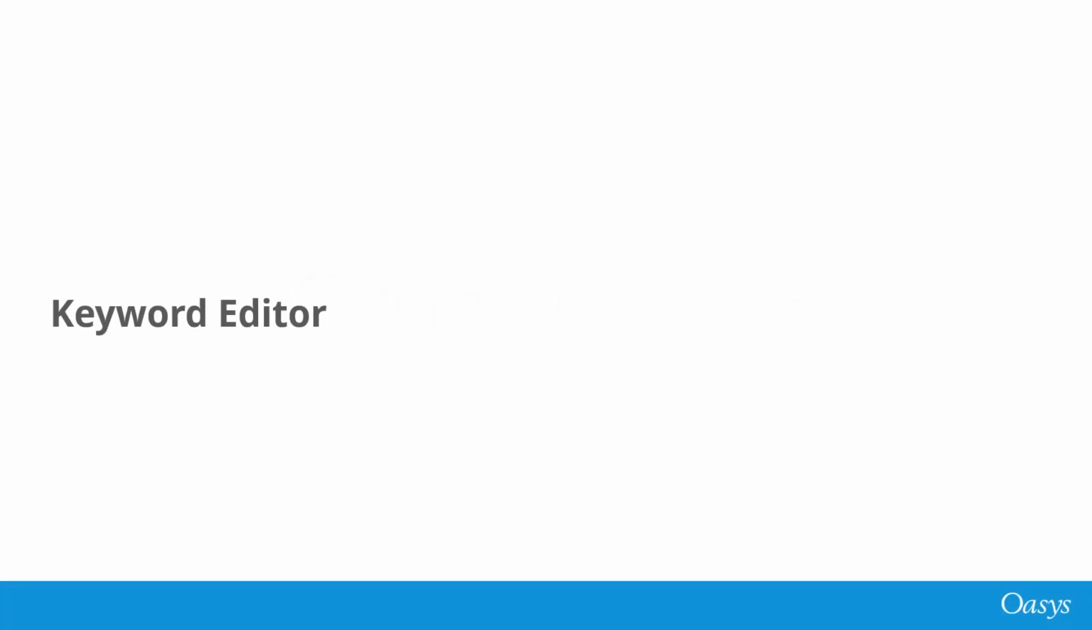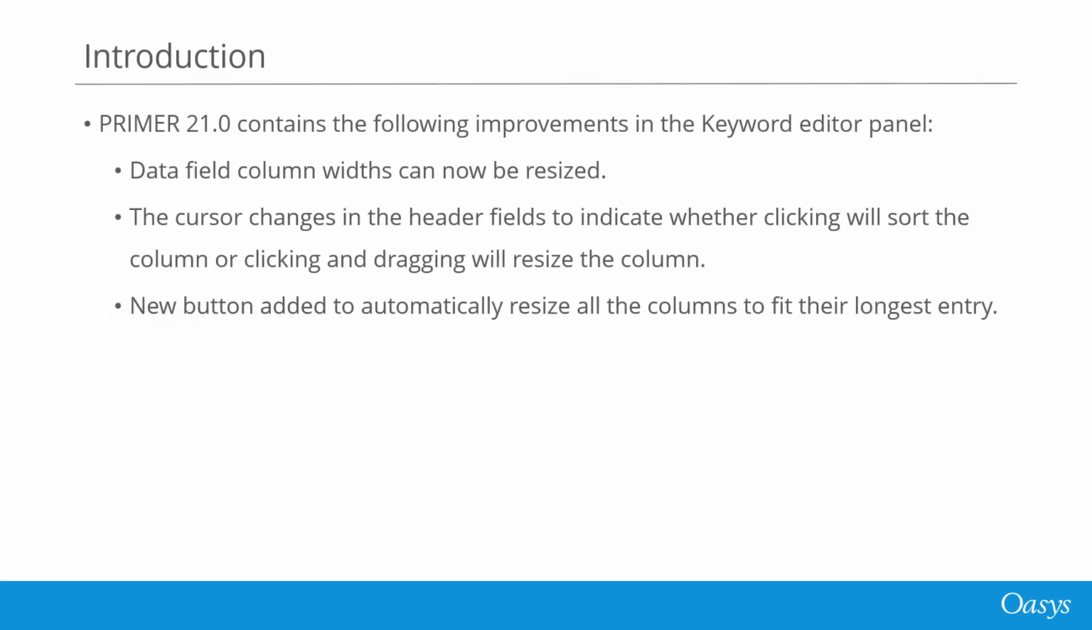Primer version 21 contains some improvements in the generic keyword editor panel. This presentation will demo these. Primer version 21 contains the following improvements in the keyword editor panel.